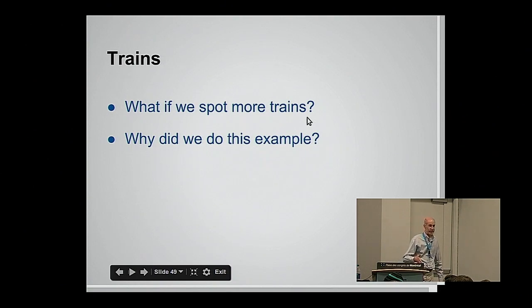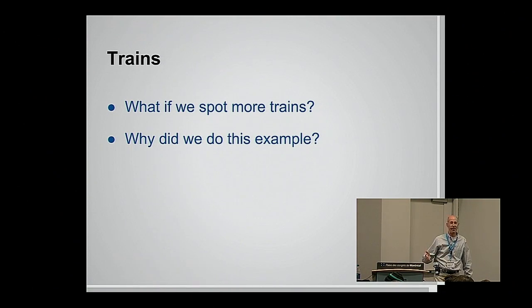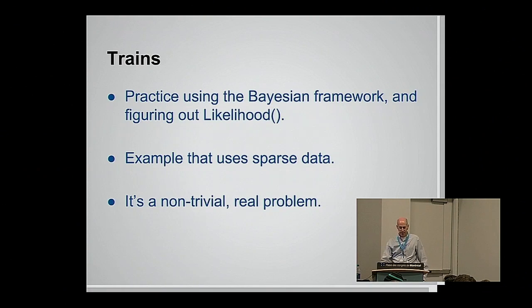One other question I wanted to get at is why I chose this example. Again, it's kind of an artificial structure. I picked it for one reason, just because we're practicing. We're going to write lots of likelihood functions. I picked it because it's a nice example of inference from very sparse data. I've only seen one train. How do I do anything with that statistically?